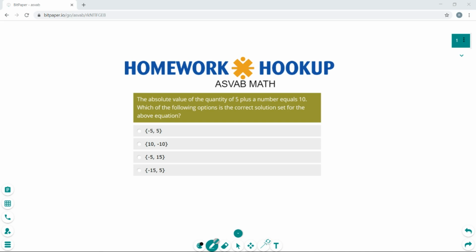This is from the Arithmetic Reasoning section of the exam, and here's the problem. The problem says the absolute value of the quantity of 5 plus a number equals 10. Which of the following options is the correct solution set for the above equation? The answers are right below, and we basically need to figure this out.